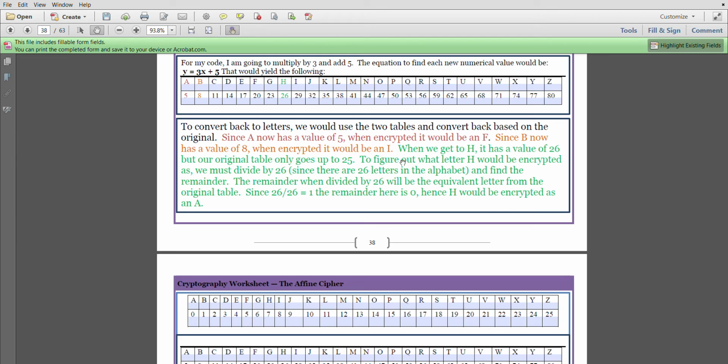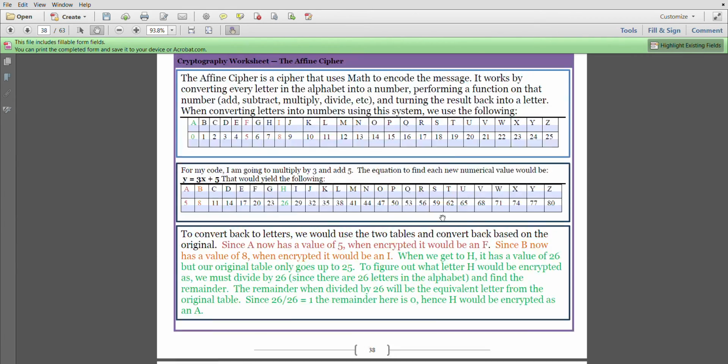Colvin and he will clarify this green part for you, okay? But just remember, you use the original table, you plug in this equation, y equals 3x plus 5, x being the number from the table here, so M, that would be 12, so 3 times 12 is 36, plus 5 equals 41, right? So y equals 41.